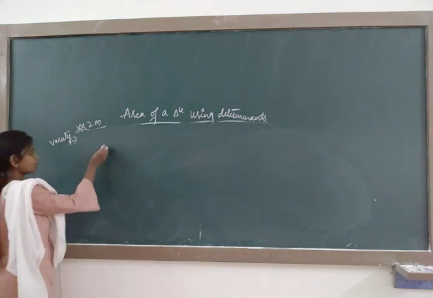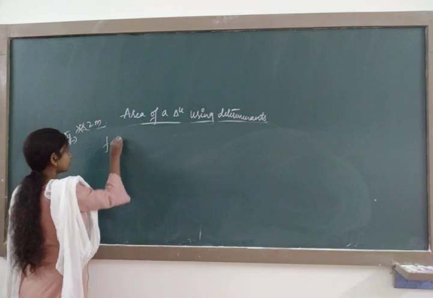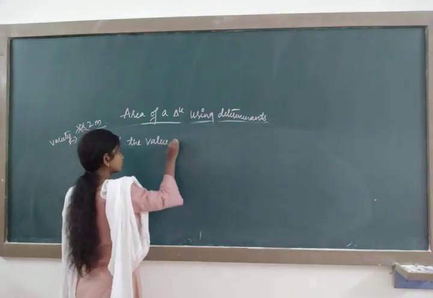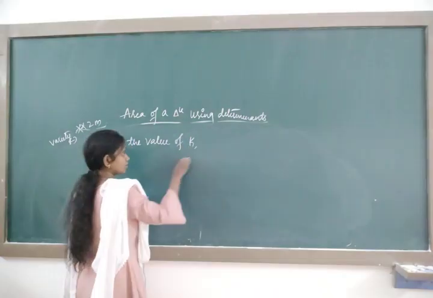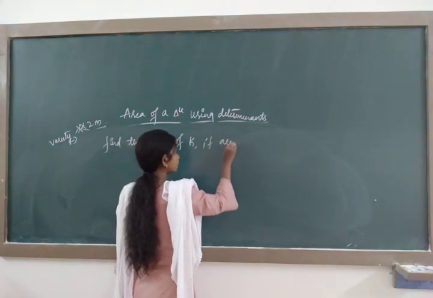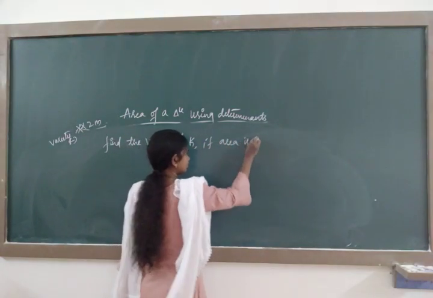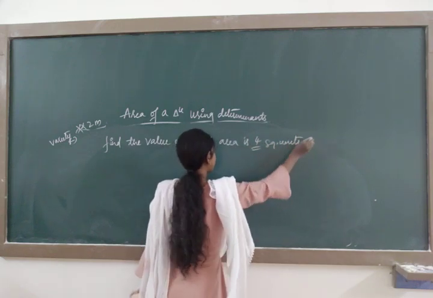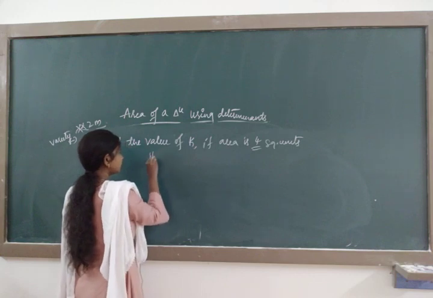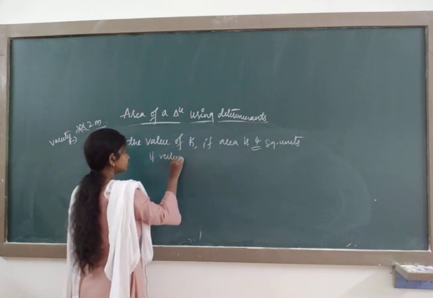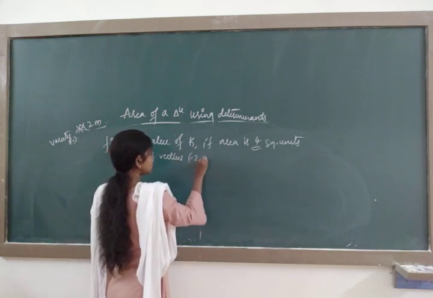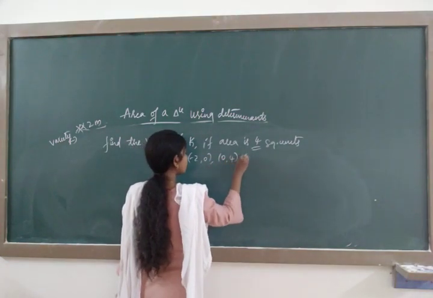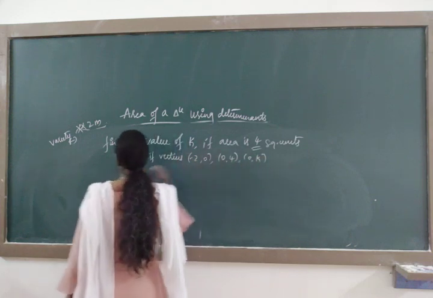I will give the same type of problem. Find the value of k, if the area is 4 square units. The same area I have given, but I will change the vertices. If the vertices are (-2, 0), next (0, 4), and this way (0, k).